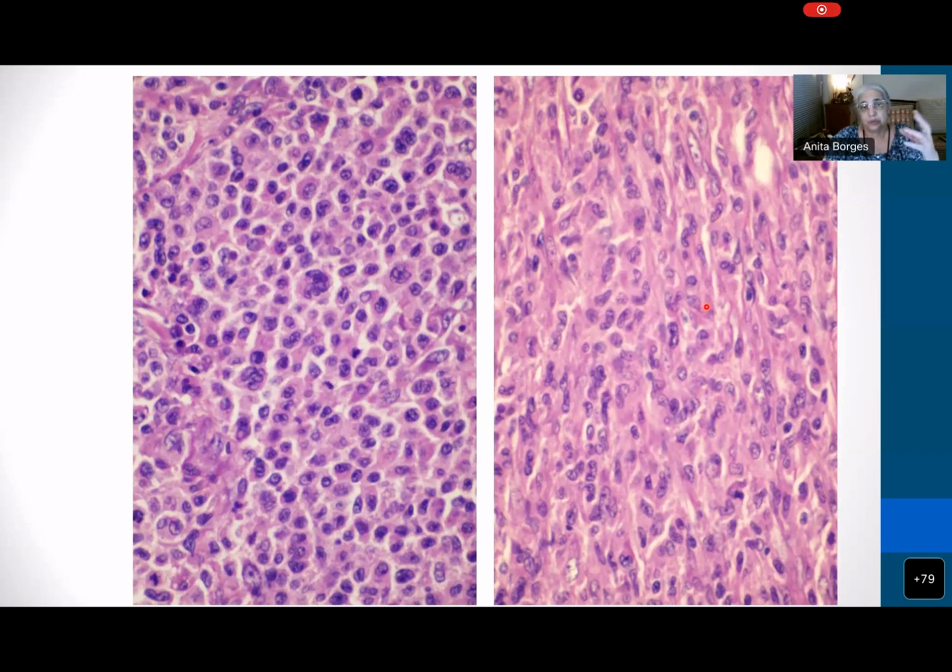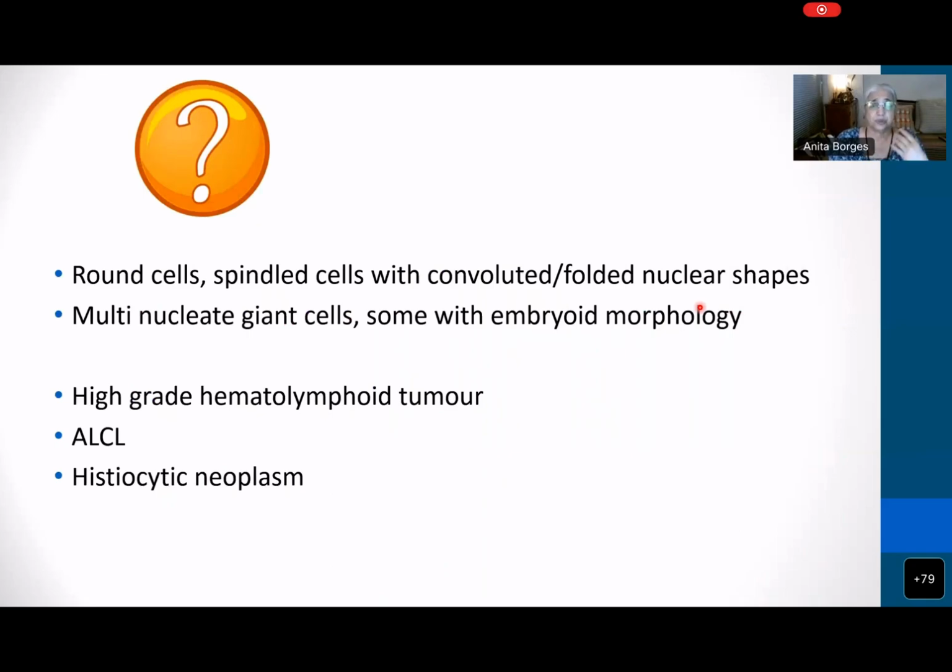In some places, those who do a lot of lymphoma work will notice how much like centrocyte nuclei they look, except there is so much cytoplasm. Centrocyte nuclei have this long cleaved kind of nuclei, but centrocytes do not have this amount of cytoplasm. So you have round cells and spindle cells, and you have convoluted and folded nuclear shapes, multinucleated giant cells, and some have an embryoid morphology.